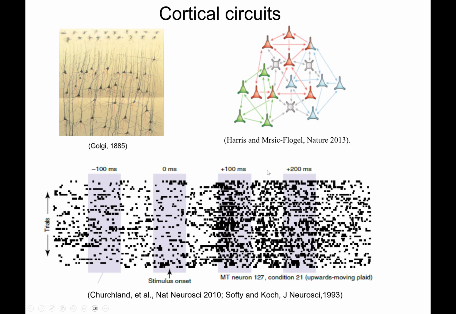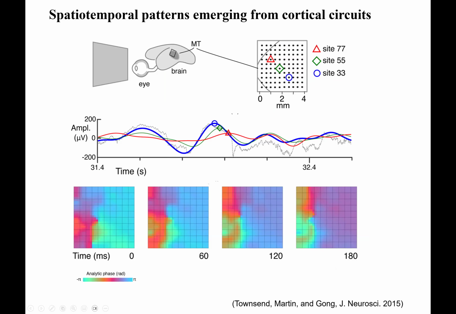Neurons fire in a very variable manner. However, at the circuit level, we can see many interesting emergent coherent structures. This is work done by our group. This is a Utah array recording from area MT of marmoset. The marmoset was anesthetized, and that's why we have these beautiful slow oscillations. These are delta oscillations from 1 to 4 hertz.